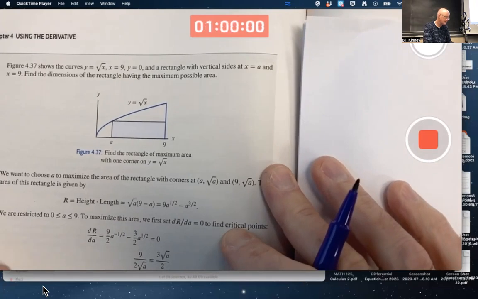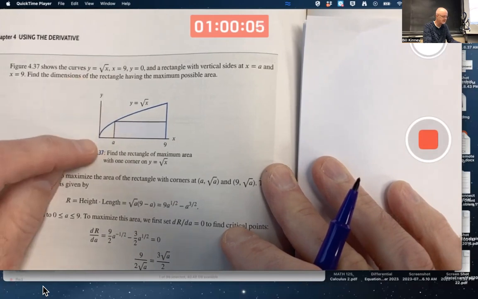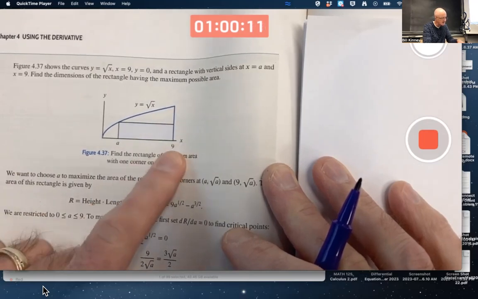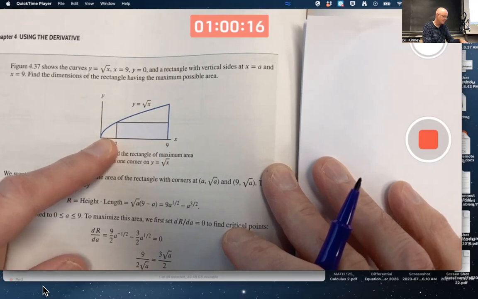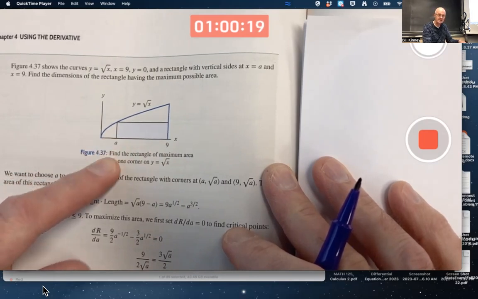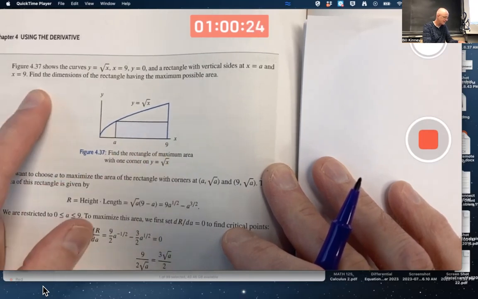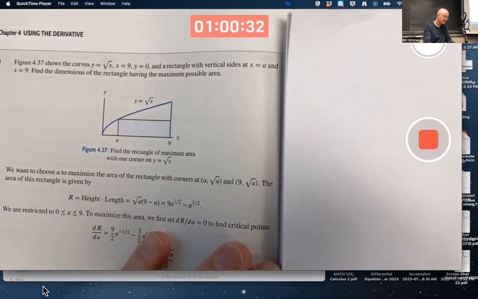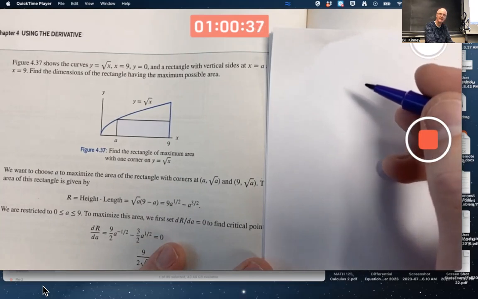In example 3, we see some curves. y equals square root of x is the actual curve that you see there. x equals 9 is a curve that's really a vertical line. y equals 0 is really the x-axis. And we see a rectangle with vertical sides at x equals a and x equals 9. The question says, find the dimensions of the rectangle having maximum possible area. We got to figure out the base and the height.